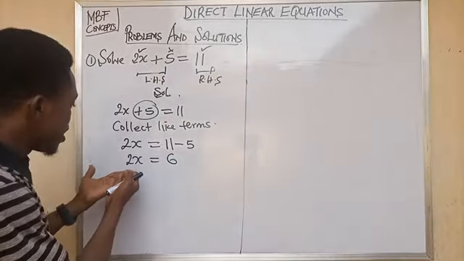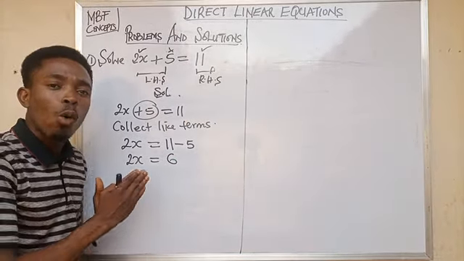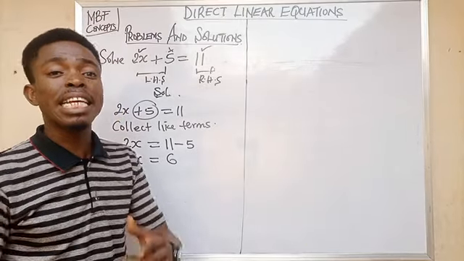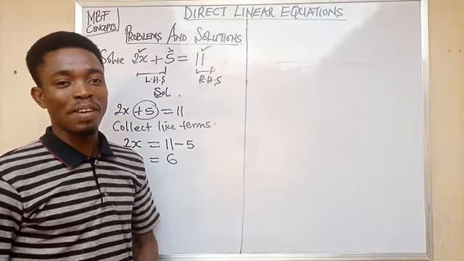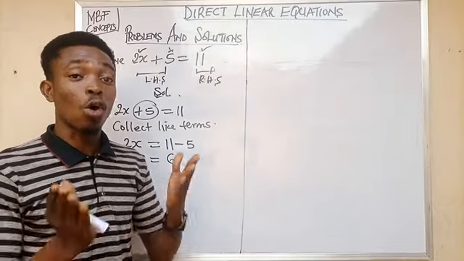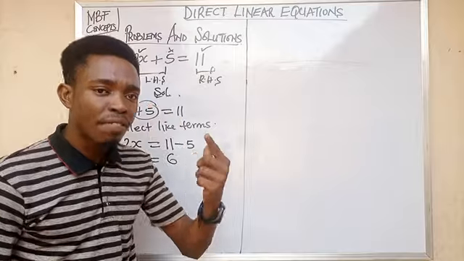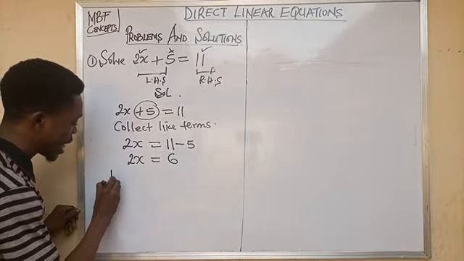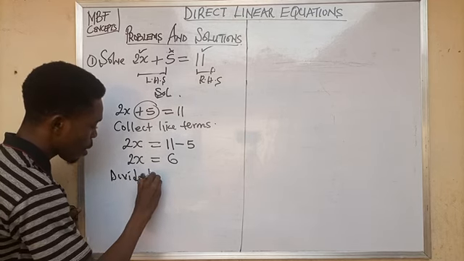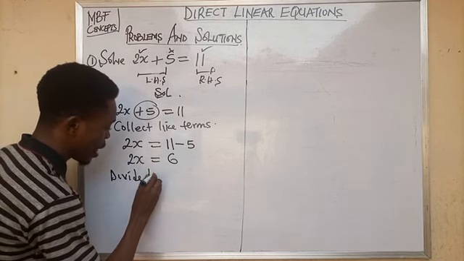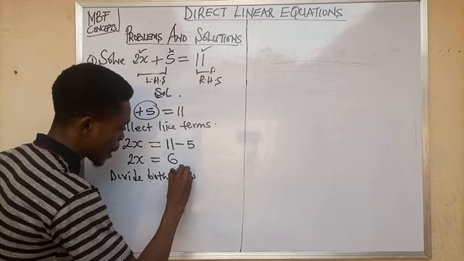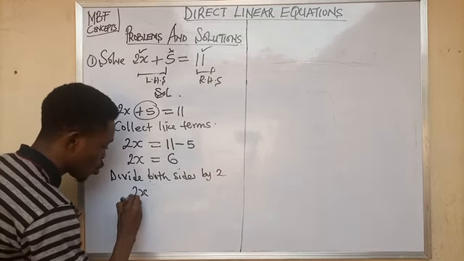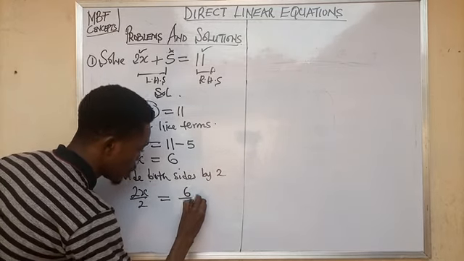Now, when we look at this stage we are now, we will discover that the coefficient of x is more than 1. Now, we said in rule number 4 that anytime the coefficient of the variable is less than or greater than 1, what do we do? We divide both sides by the coefficient of that variable. So therefore, we are going to divide both sides here by 2. Guys, by this statement, we mean that 2x over 2 is equal to 6 over 2.